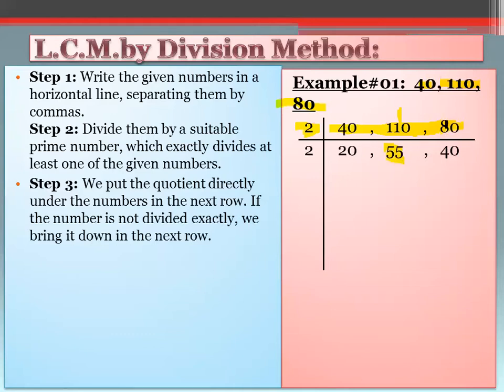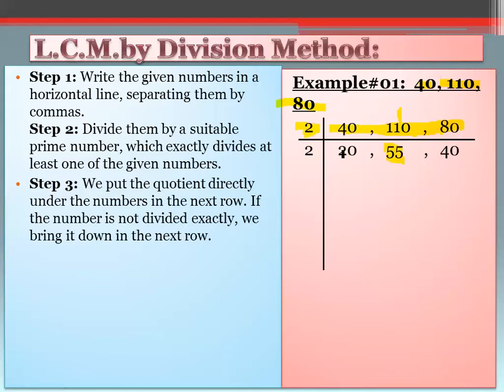Your next number is 80 here, and again you have to divide 80 by 2. So 2 into 4 will become 8, and 0 will be copied here, or 2 into 0 will be 0. So here you get your quotients 20, 55 and 40, and you divided all these numbers by 2.